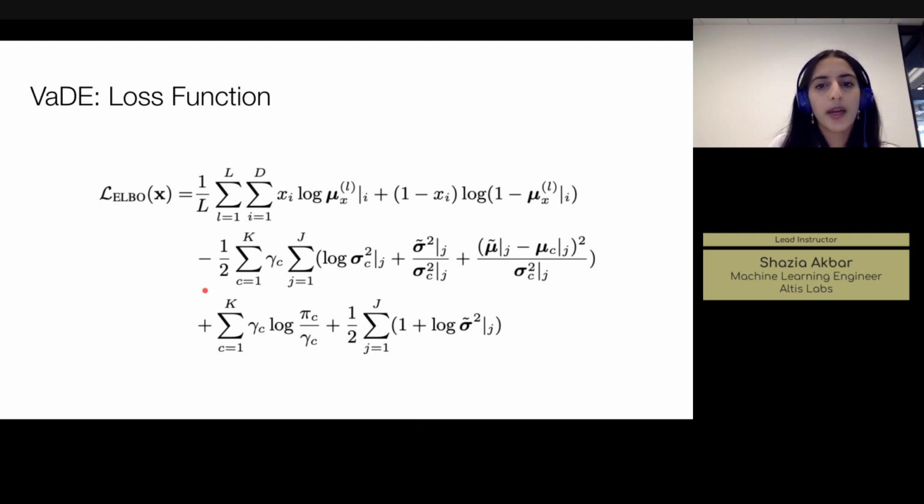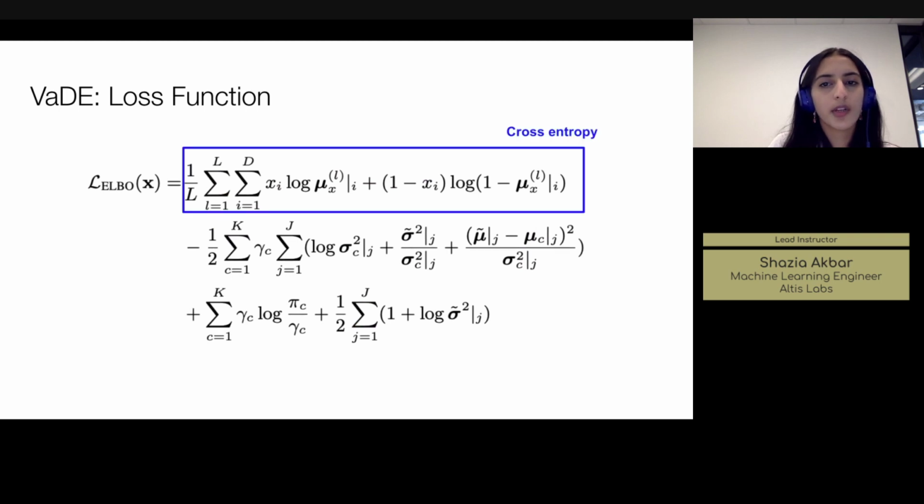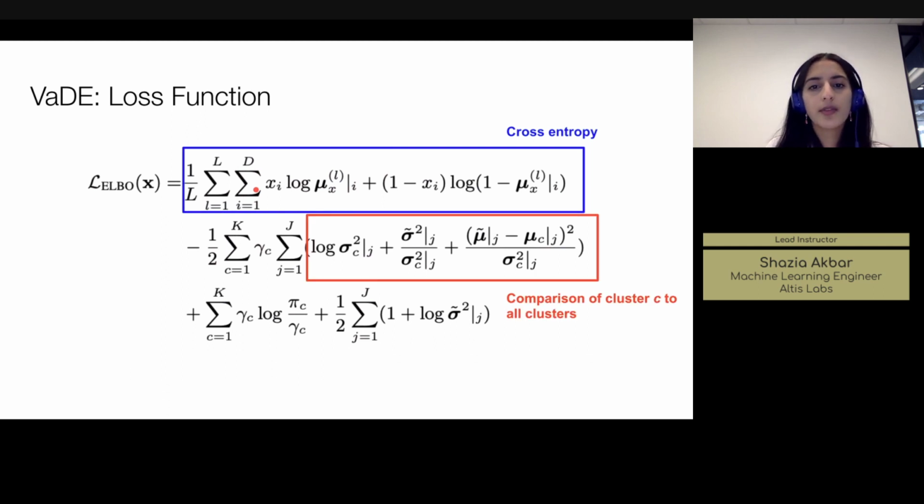really the raw mathematics behind the function. And it may look a little bit scary to begin with, but actually we can break it down into smaller components, including a cross-entropy term, which looks exactly like the binary cross-entropy term that we looked at last week, where we have the means of our Gaussians here, as well as our input X. We also have some sort of comparison of the cluster C to all of the other clusters within that Gaussian mixture model representation as well.